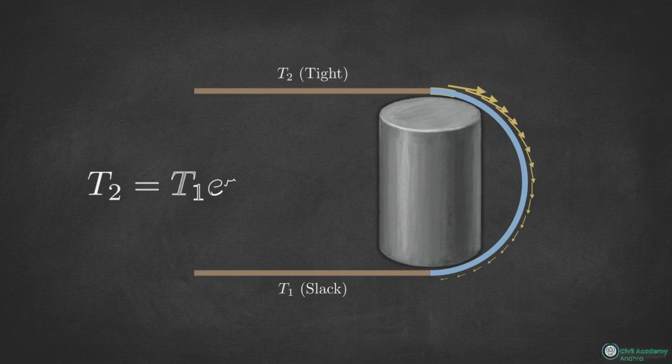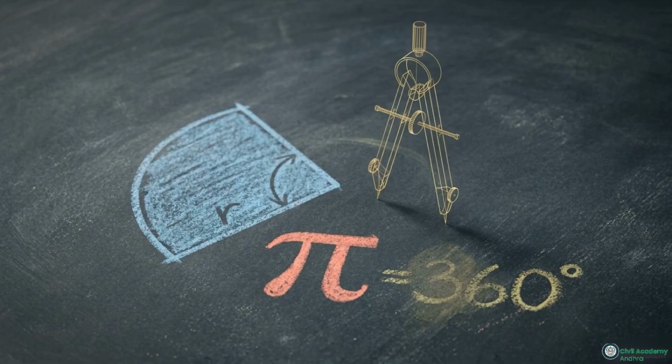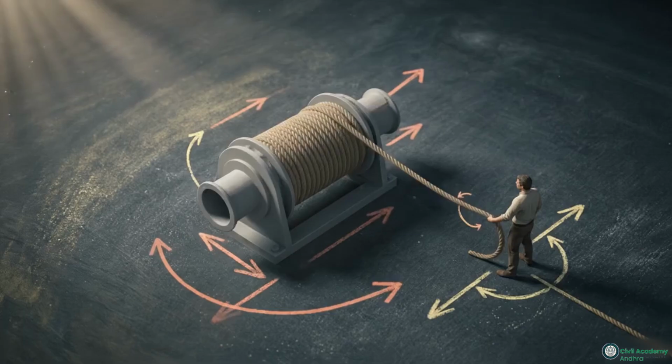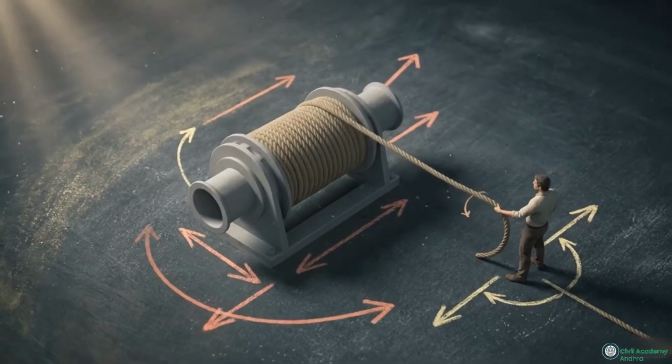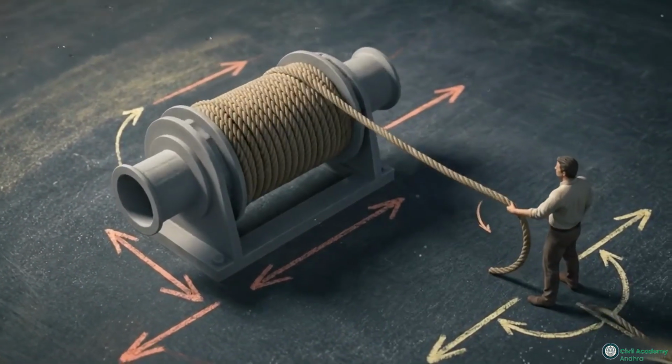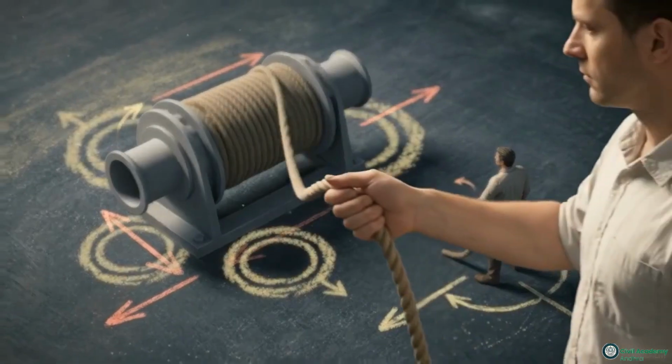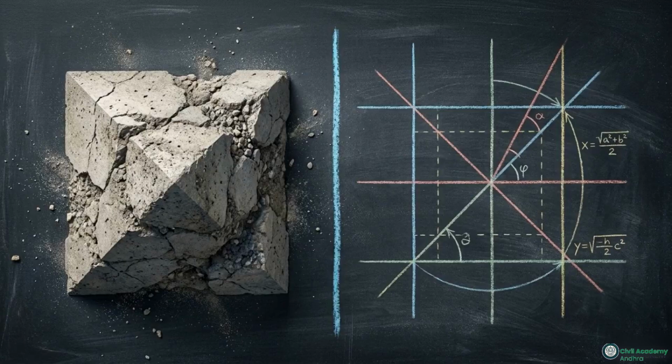The holding force follows an exponential curve defined by Euler's number, where the coefficient of friction and the contact angle sit in the exponent. For this exponent to function mathematically, the contact angle theta must strictly be measured in radians, not degrees. This exponential accumulation allows a small physical effort on a slack rope to arrest massive industrial loads in band brakes and windlasses.